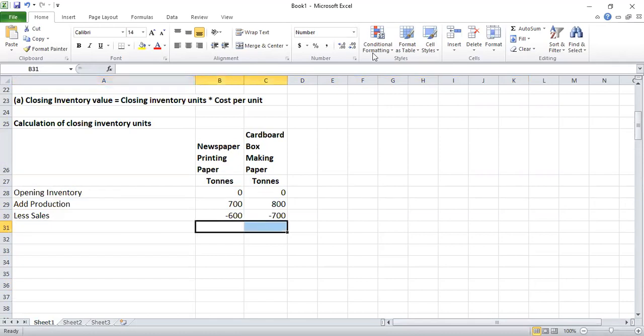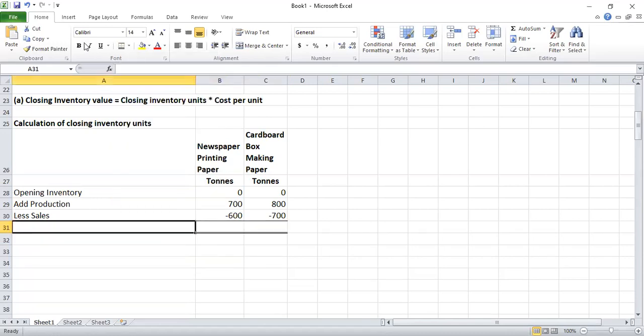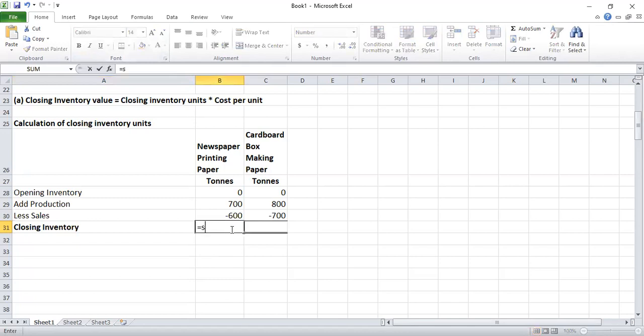So this is how we get our closing inventory units. So that means there were 100 tons of newspaper printing paper and 100 tons of cardboard box making paper at the end of the period.